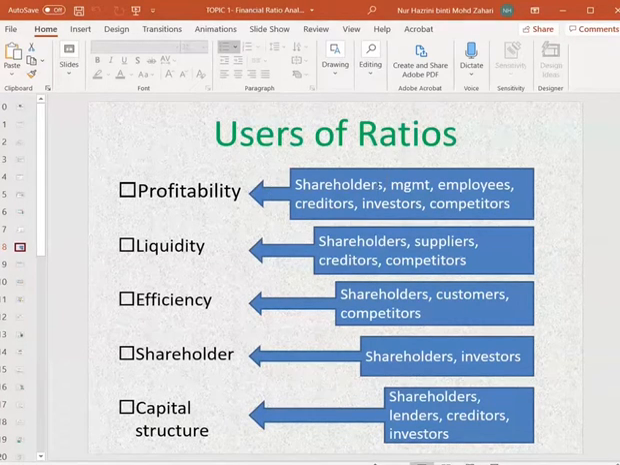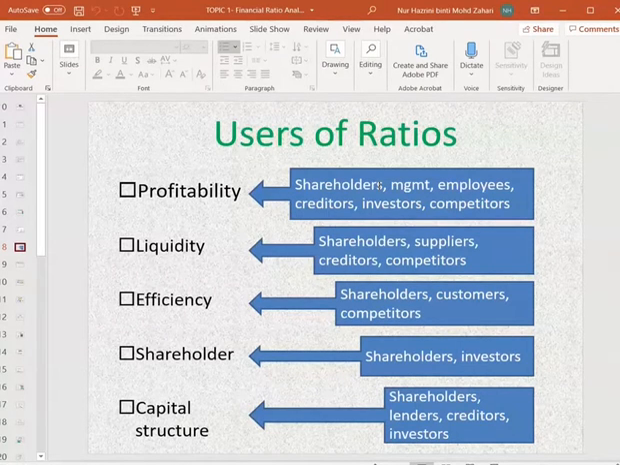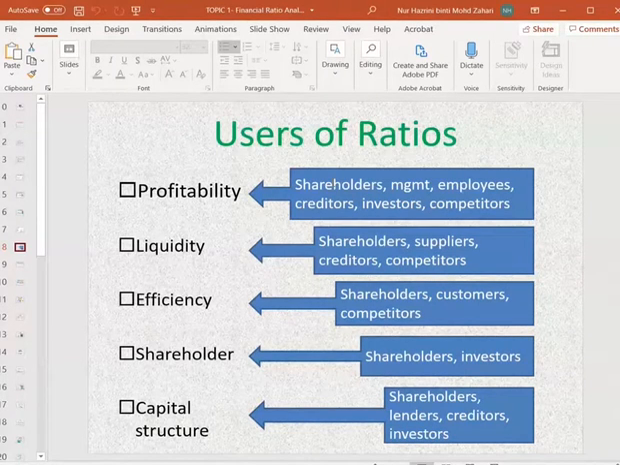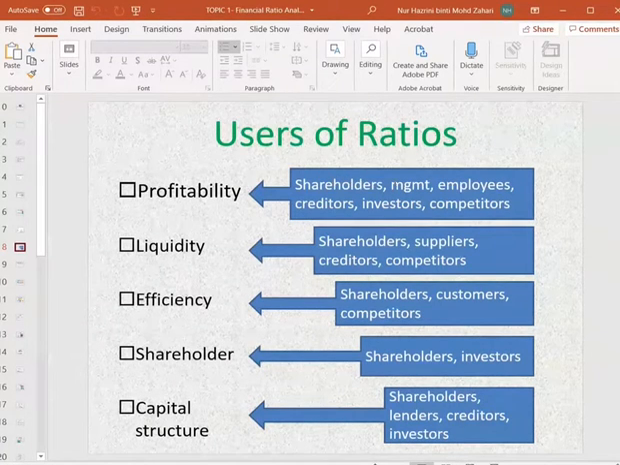For profitability, shareholders might want to see the profitability of the company, how much profit the company generates, because shareholders expect they will receive dividends from what they have already invested in our company. So they want to see whether the company is profitable or not, to declare the dividend to them. They want to analyze whether they should invest in this company or stop investing in the company. So that's the shareholders.